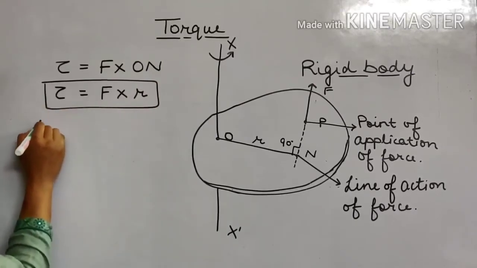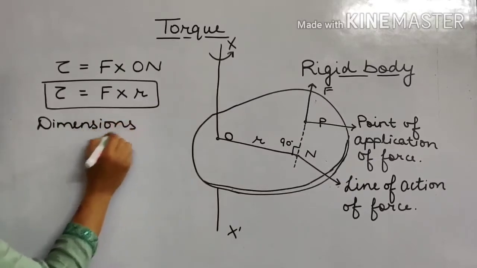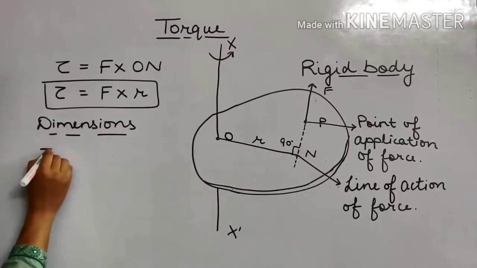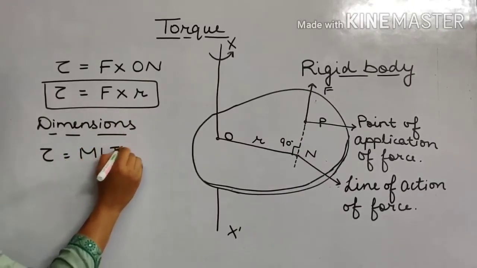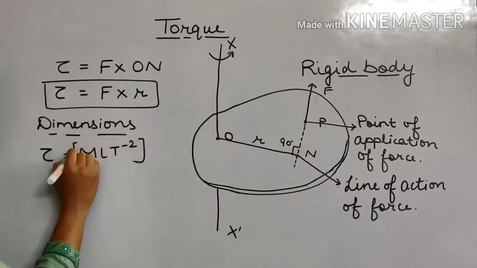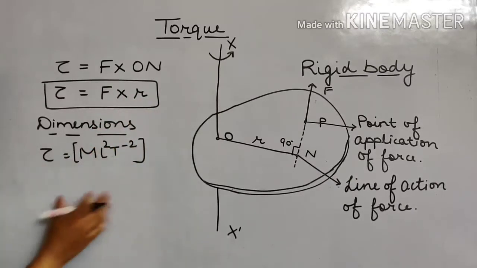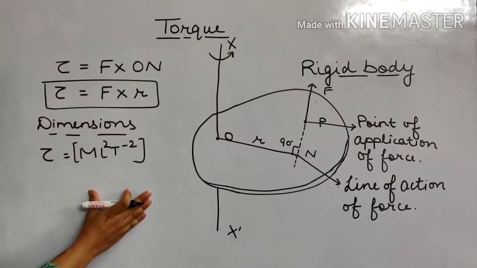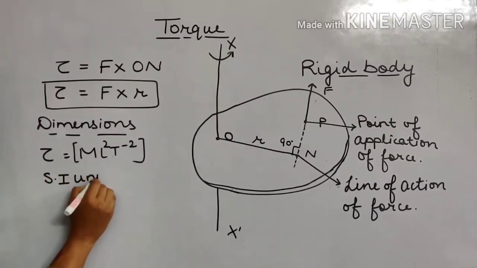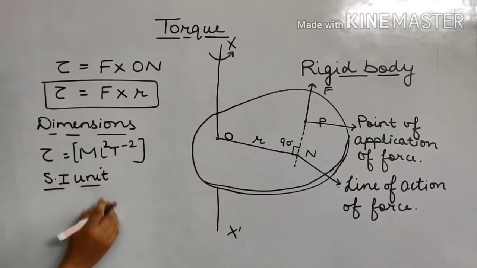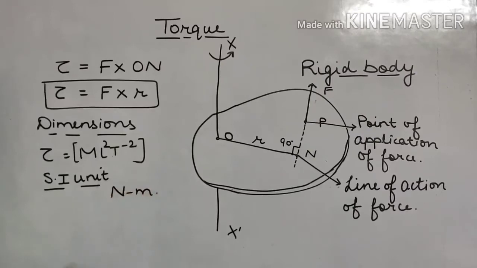Now you can write the dimensions of torque also. What are the dimensions? Dimensions of force are MLT^-2, multiplied by L, giving ML^2T^-2. So these are the dimensions of torque. And you can write the SI unit of torque also, that is Newton meter.